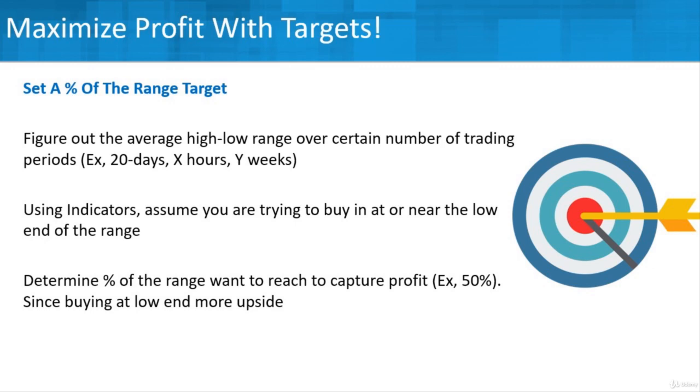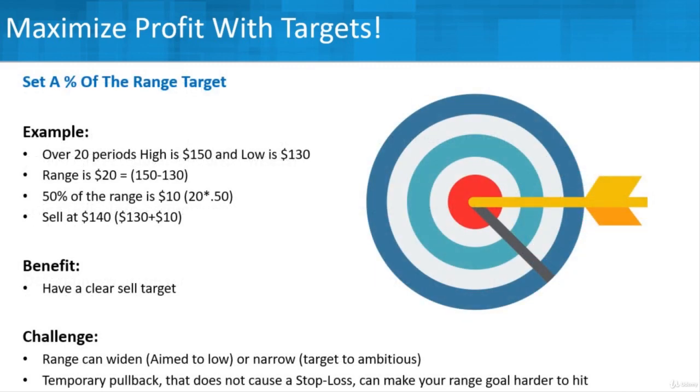This will make more sense if we look at an example. Let's look at a percentage of the range target, a target sell time based on this example. Let's say over 20 periods, the high for something is 150 and the low is 130. So that's the high and low over 20 periods. The range is 20, 150 minus 130, the difference between the high and low. And 50% of that range, simple to calculate, half of 20 is 10. So you figure out that's your target.